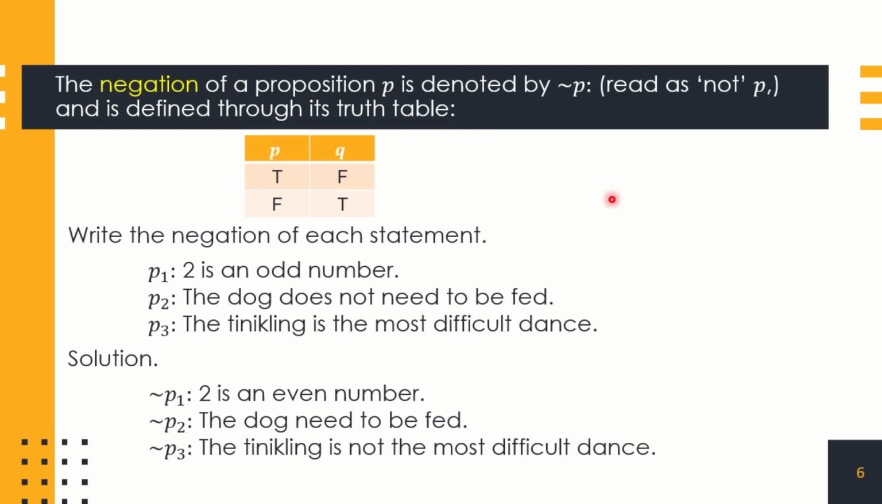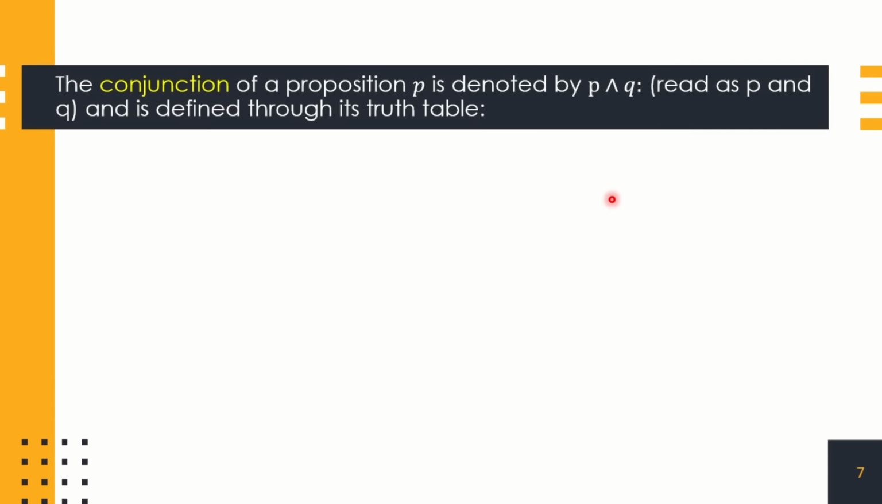Alright, proceed tayo sa pangalawang logical connective, which is the conjunction. The conjunction of propositions P and Q is denoted by P and Q. Ang basa natin sa symbol na to is and, yung inverted na V na letter. Alright, so again, ang basa natin dito is and. And is defined through its truth table. So, ito yung truth table ng conjunction. Sa conjunction, sa proposition P, kapag nag-true siya and nag-false sa proposition Q, automatic this is false. Okay?